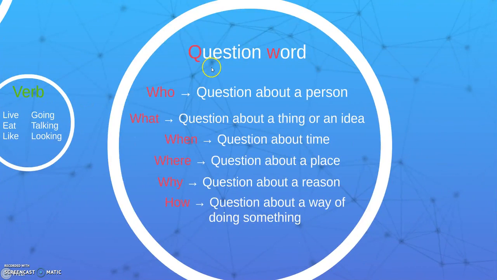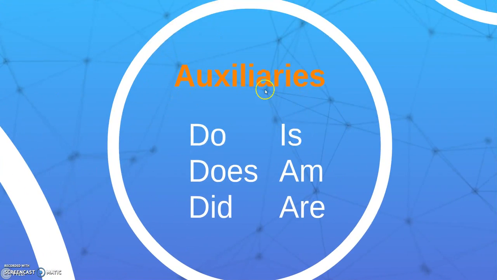So for question words, we have a few examples here, like who, which would be a question word about a person, what, for a thing or an idea, and so on with when, where, why, or how. Next, for the auxiliaries, we have do, does, did. We can also use the verb to be: is, am, are. Now, there are also many more we could use, but here are a few examples to give you a good idea.